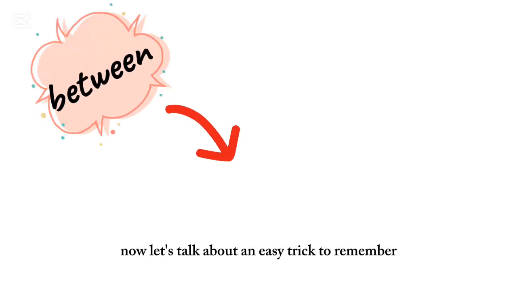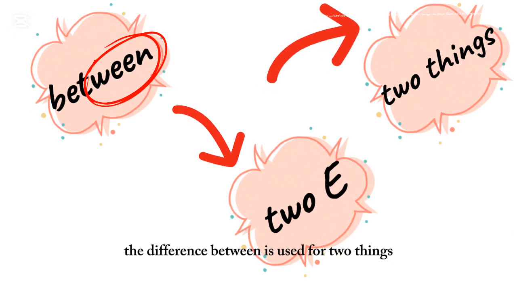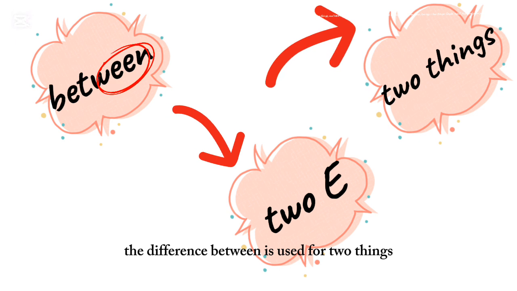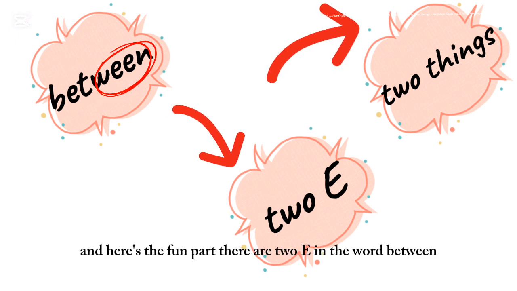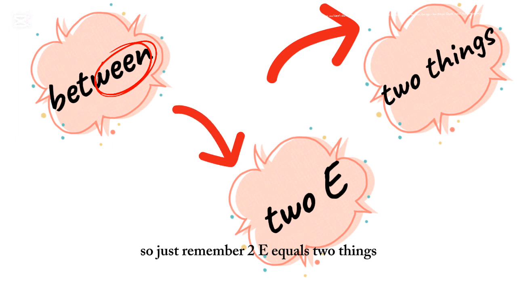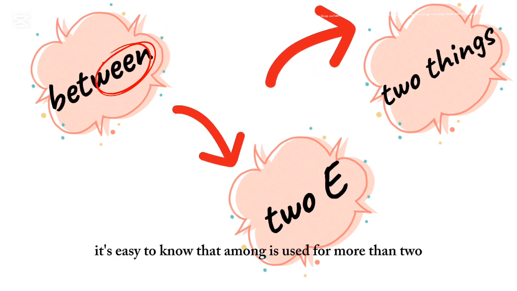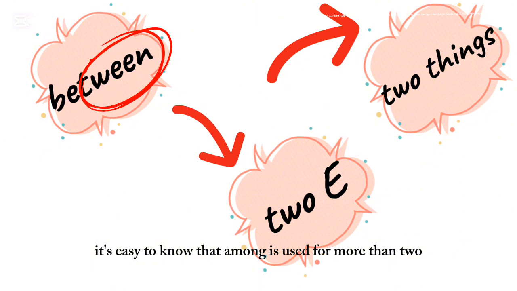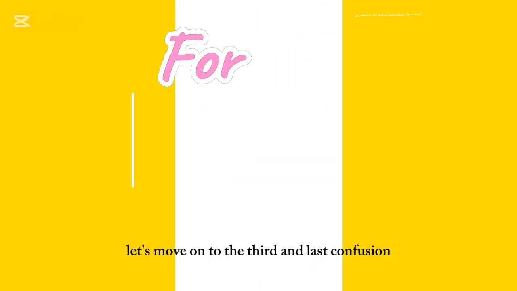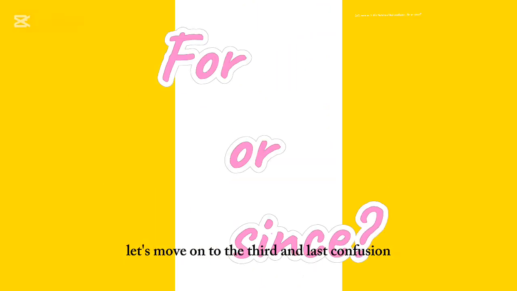Now, let's talk about an easy trick to remember the difference. Between is used for 2 things, and here's the fun part. There are 2 a's in the word between. So just remember, 2 a's equals 2 things. Simple, right? And once you've got that, it's easy to know that among is used for more than 2. Let's move on to the third and last confusion, for or since.